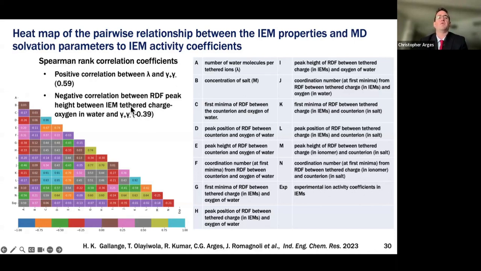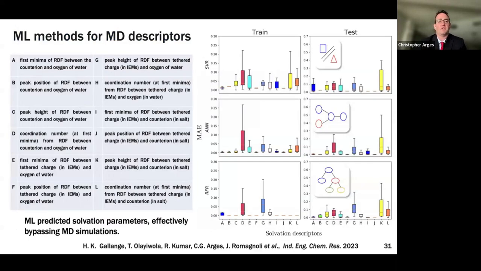And then we saw a negative correlation between the radial distribution function peak height between the membrane fixed charge group and the oxygen of the water molecule. So this is what the machine learning can identify: what these MD descriptors are defining, and how they relate to the activity coefficients.